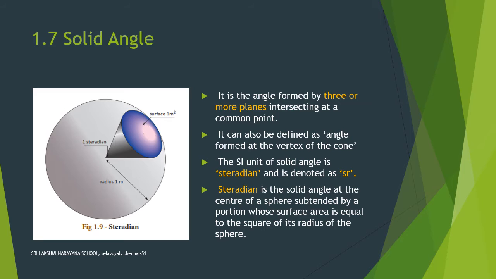It can also be defined as the angle formed at the vertex of the cone. அதாவது ஒரு கோனோட vertex or sharp edge create பண்ற angle நம்ம solid angle னு சொல்லலாம்.